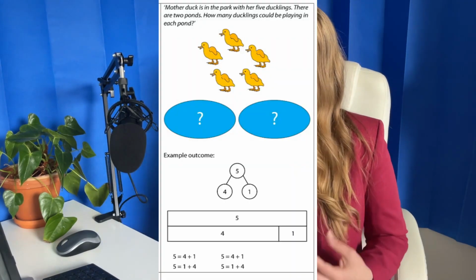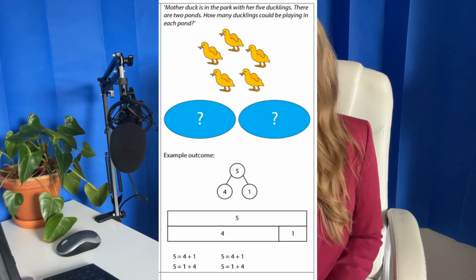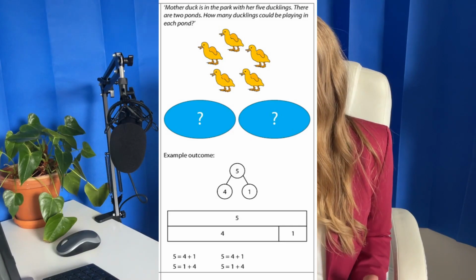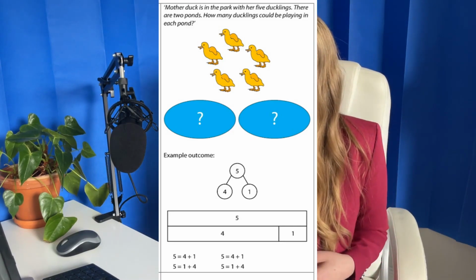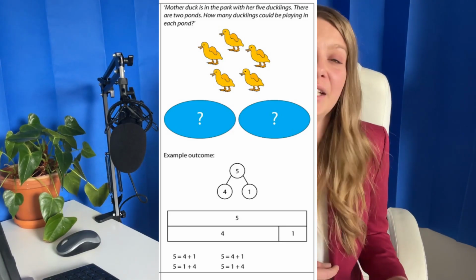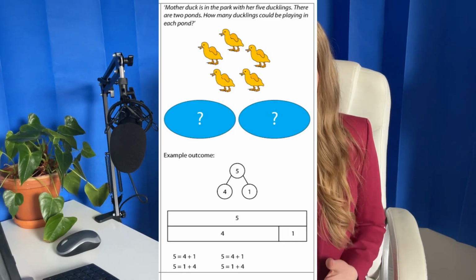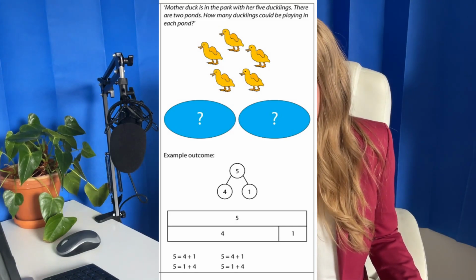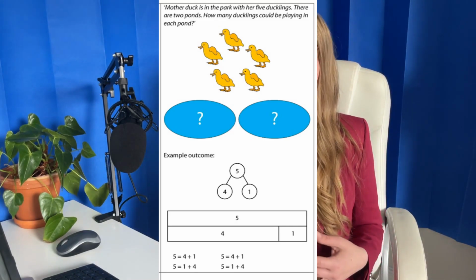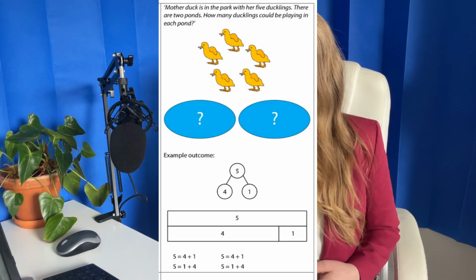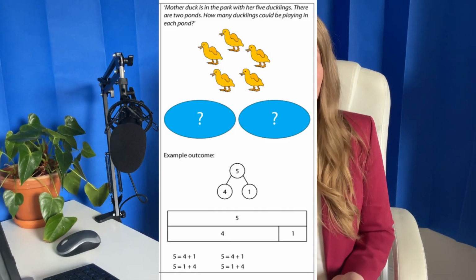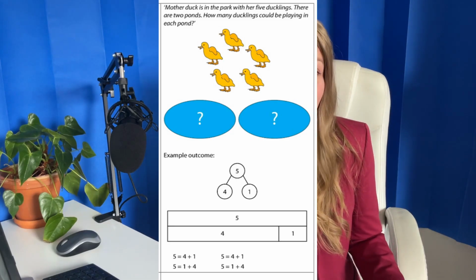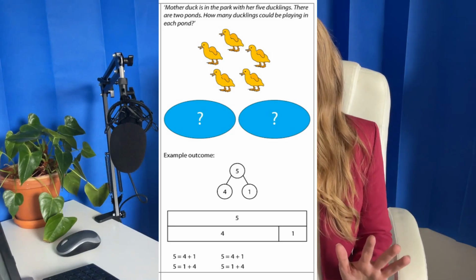As you can see, the whole idea of this task is to engage children. Mother duck is in the park with her 5 ducklings. There are 2 ponds. How many ducklings could be playing in each pond? Children will have the ability to use the knowledge of number compositions in a fun, engaging way, and to have different opinions. One child may decide that one duck doesn't like the other 4 and likes to play on its own, or just needs a little bit of space.